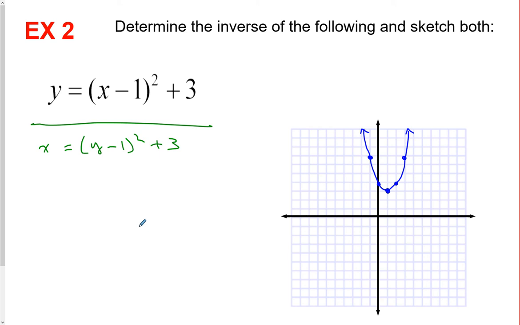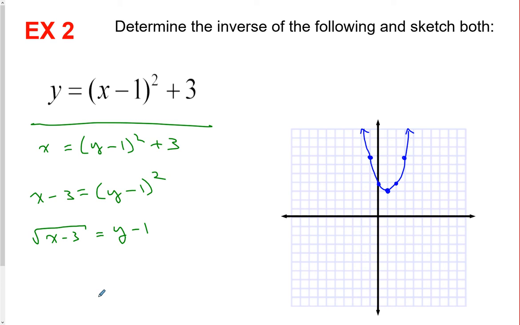So here's what we're going to do to get y by itself. First thing we'll do is subtract 3 from both sides to get rid of that 3. So I'm going to go x minus 3 equals y minus 1 squared. Now I'm in a bit of a pickle. How do I undo something being squared? Ooh, I know. I got to take the square root. If I take the square root, that's going to undo it being squared. So let's take the square root of both sides. And it gets rid of that squared.